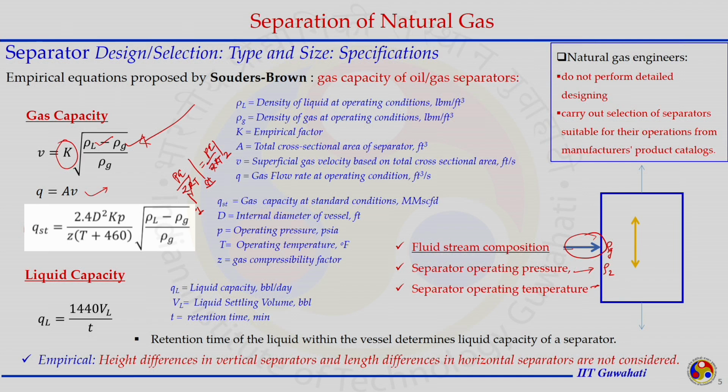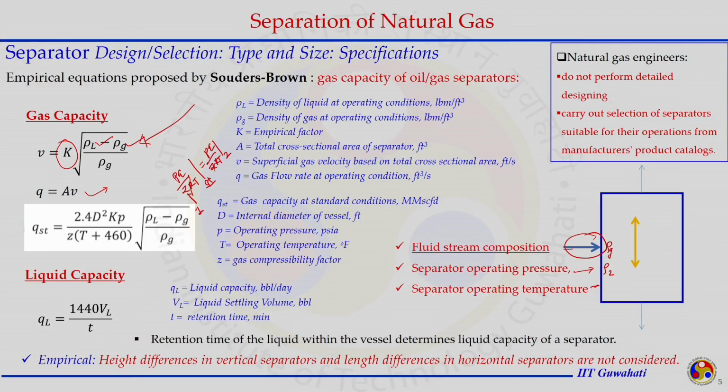So, if we know the gas capacity, we can go to the vendor, who will ask what is the liquid capacity you need, because in the function of a separator we understand there should be a sufficient surge room for the liquid also, and no re-entrainment between the gas and liquid is happening. Thus, it becomes important to know what liquid capacity a separator should have, and that can be calculated just by knowing the volume of the liquid that is going to be produced when we are feeding the stream to a separator. And this numerical coefficient is just for converting from day to minute. This is VL, the liquid settling volume.